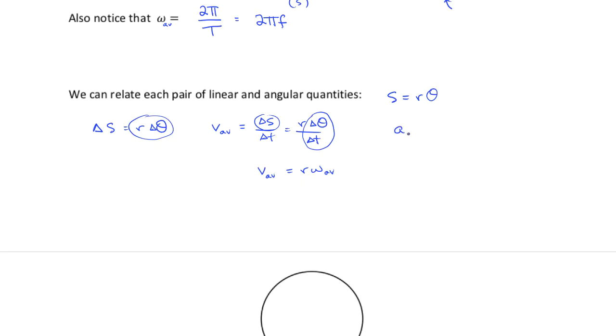Similarly, if I wanted to find the average linear acceleration, the average linear acceleration is equal to delta v divided by delta t. Well, delta v is equal to r times delta omega over delta t. That's what I've just shown over here. And now this is equal to alpha, my angular acceleration. So the average linear acceleration is equal to r times the average angular acceleration. And again, the same would hold true for the instantaneous values as well.